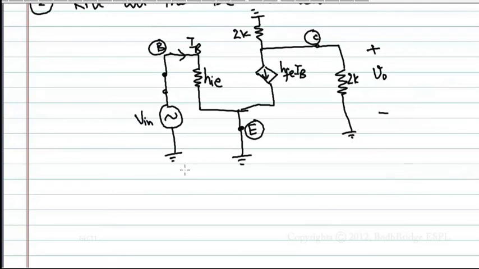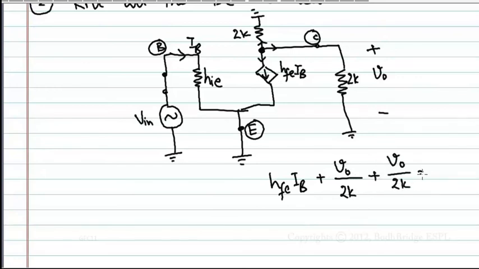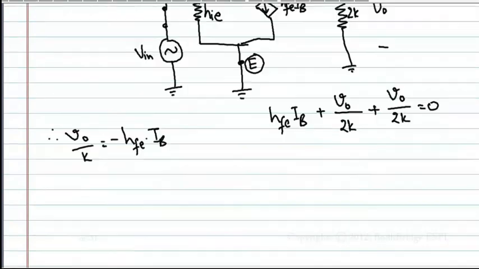Okay, first of all, what will we draw? Here KCL we will apply. KCL says leaving plus leaving plus leaving equals 0. I am writing that h_fe I_B is the leaving current here, plus the voltage here is what? V output, since this is ground. V output by 2K plus V output by 2K is equal to 0. Fine. Therefore V output by K equals minus h_fe I_B. This is the first point, so let us name it equation 1. Now at this point we'll apply.